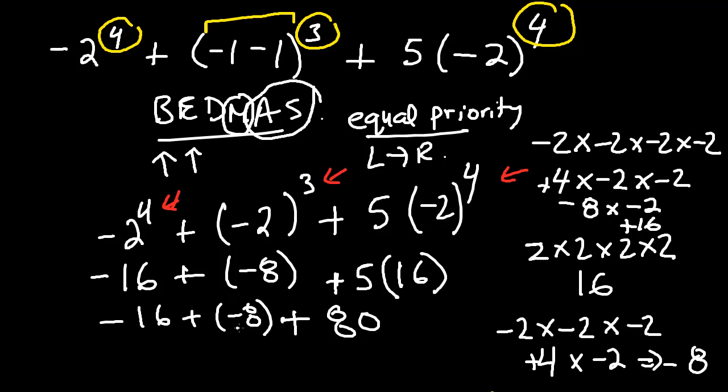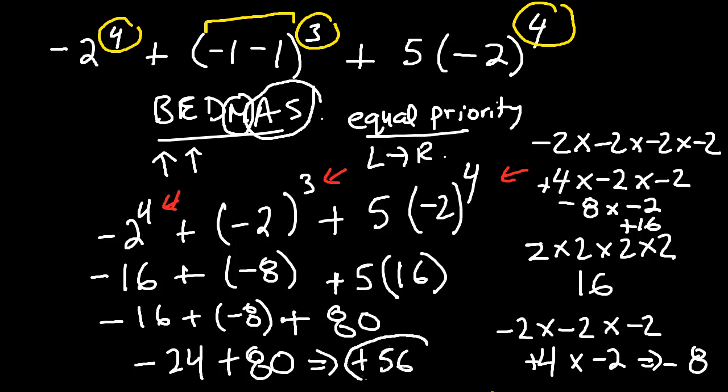So we have a negative 16 plus a negative 8. So what does that give us? Gives us a negative 24. Okay. So we have negative 24 plus 80. So now it's just simple, just adding an 80 to a negative 24. So what does negative 24 plus 80 give us? It gives us a positive 56, right? So the answer to this problem is a positive 56.